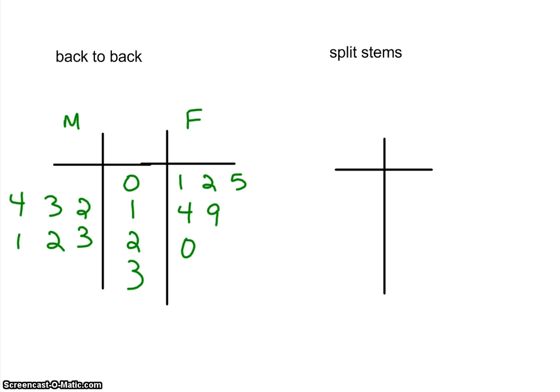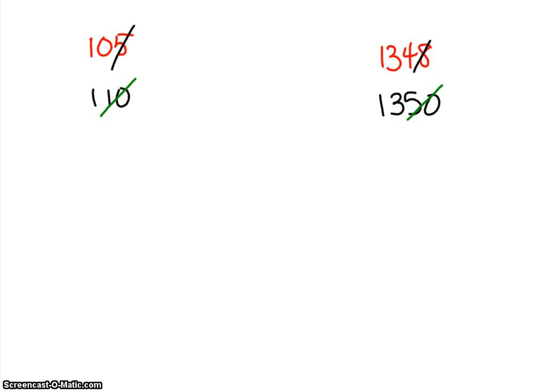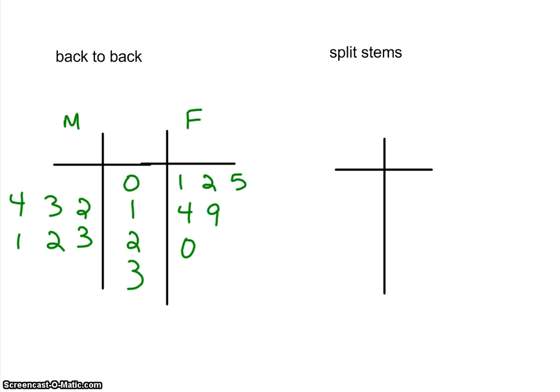We can also split stems. So if you go back to this idea where we go from 1 to 13, there's a lot. Sometimes it might be that my stems would go from 1 to 3, and so a lot of my data would be crammed in here. So what we can do is talk about split stems. I can have 2 stems for the 1s, 2 stems for the 2s, 2 stems for the 3s. And I'd put any 0 to 4 leaves in the top row and any 5 to 9 leaves in the bottom row.